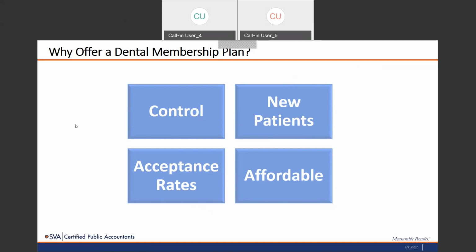Another reason is that they're affordable. Dental membership plans are relatively easy and inexpensive for a practice to set up and to keep administering. And if you've done it correctly and efficiently, there aren't the costs and complexities that you tend to see by having contracts with many insurance plans.